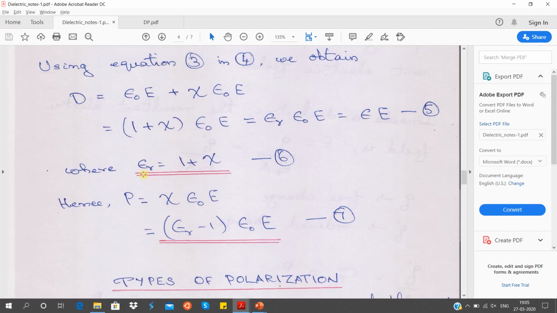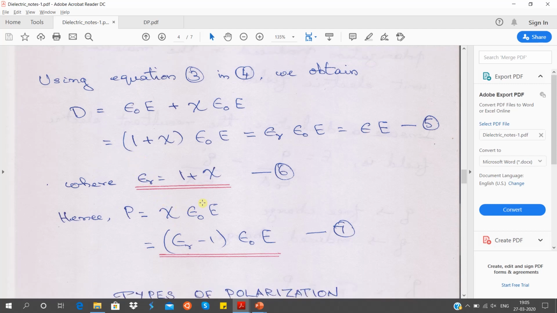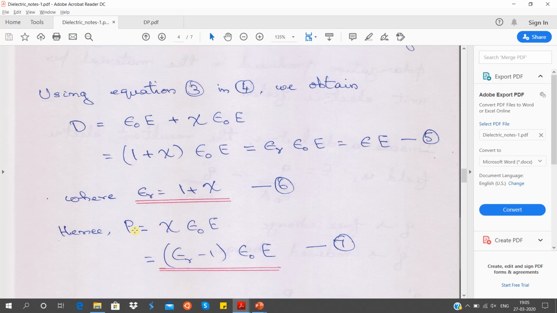Now I can even rewrite the expression for polarization. What I have done is I consider P is chi epsilon naught E. That is a relation which we already have. We have epsilon r is 1 plus chi, so chi becomes epsilon r minus 1. So polarization P can be given as epsilon r minus 1 into epsilon naught into E.